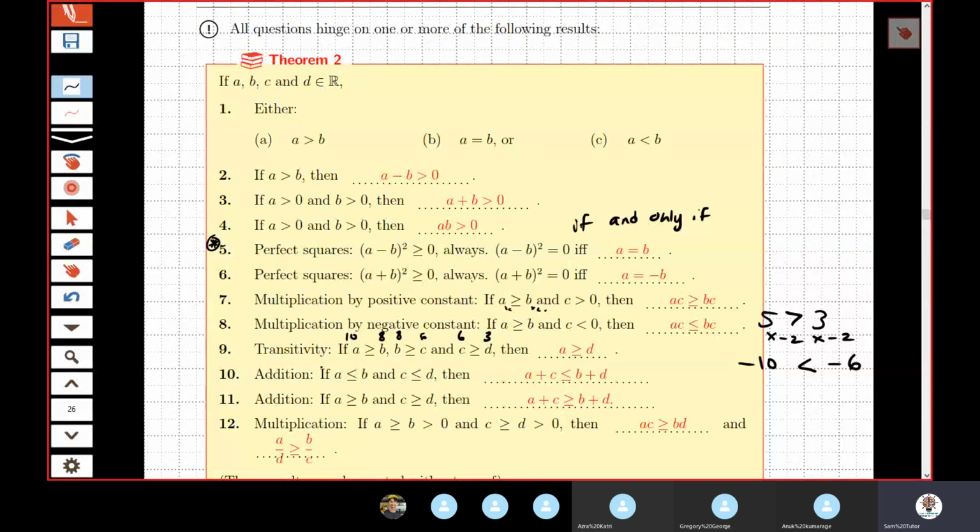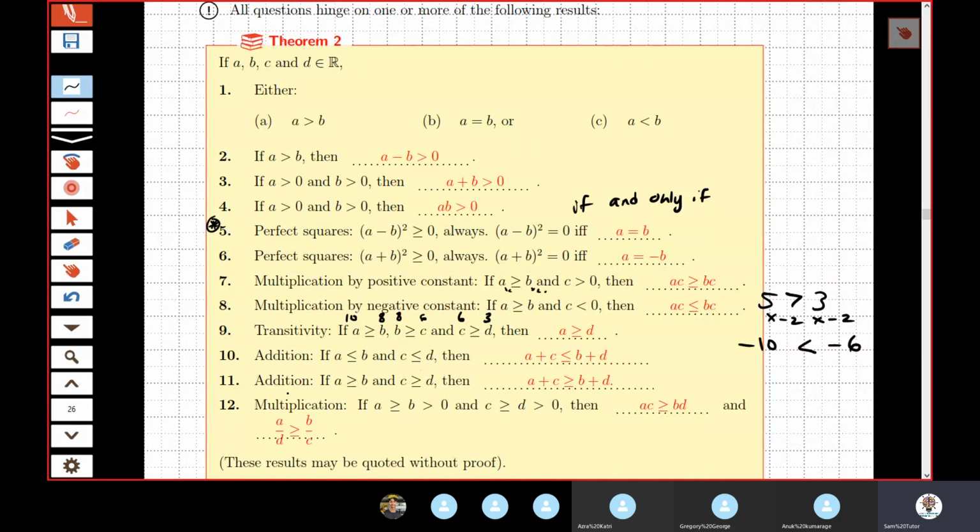Addition rules. Maybe a little bit less known. If A is smaller than B and C is smaller than D, then A plus C will actually always be smaller than B plus D. So the two small numbers will always be smaller than the two larger numbers. If A is bigger than B and C is bigger than D, then again, your two larger numbers will be bigger than your two smaller numbers.